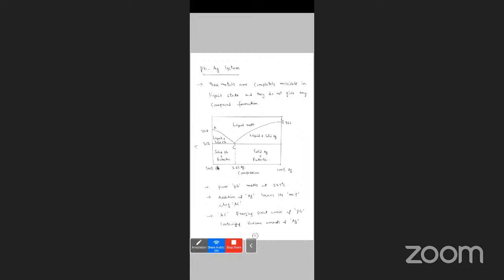Now take a specific example of a simple eutectic system, that is the lead silver system. These two metals are completely miscible in the liquid state, and they do not form any compound. They mix but do not form any compound.